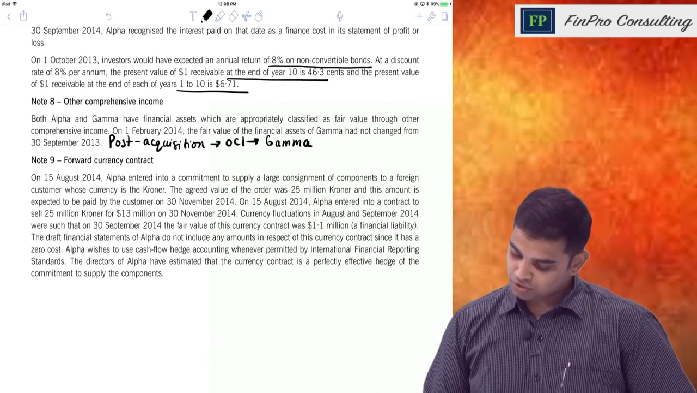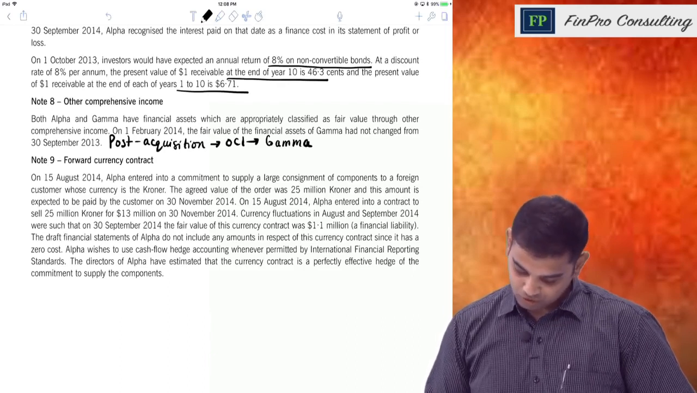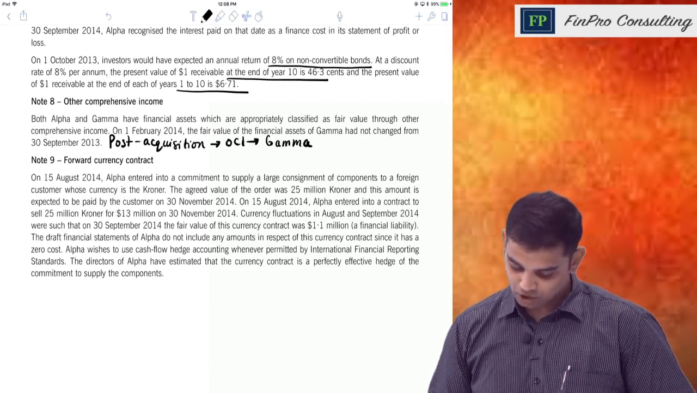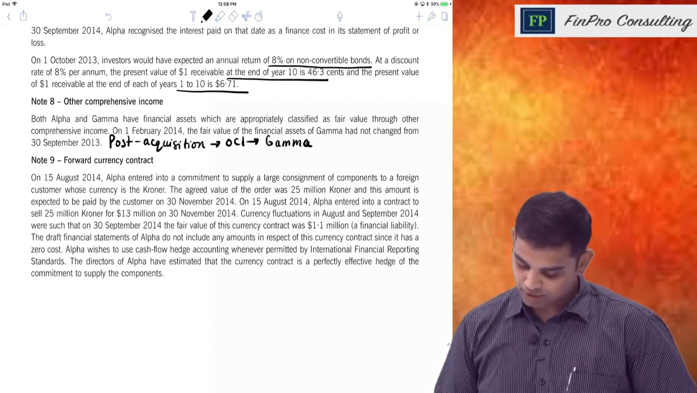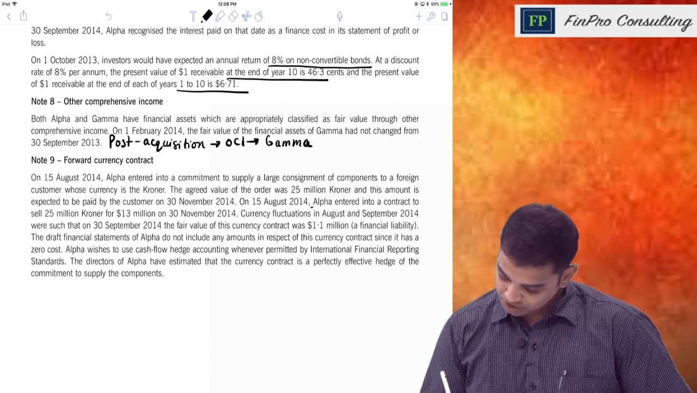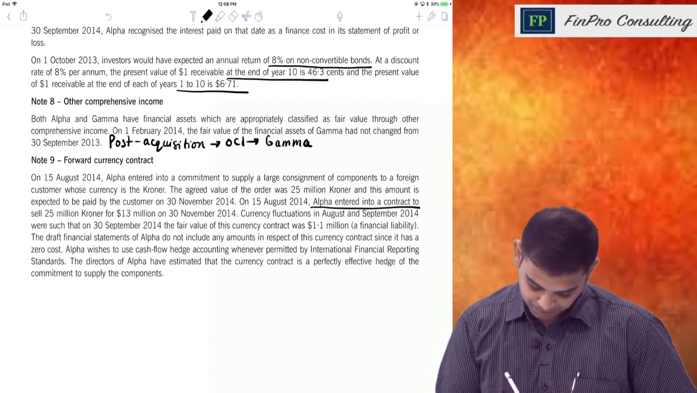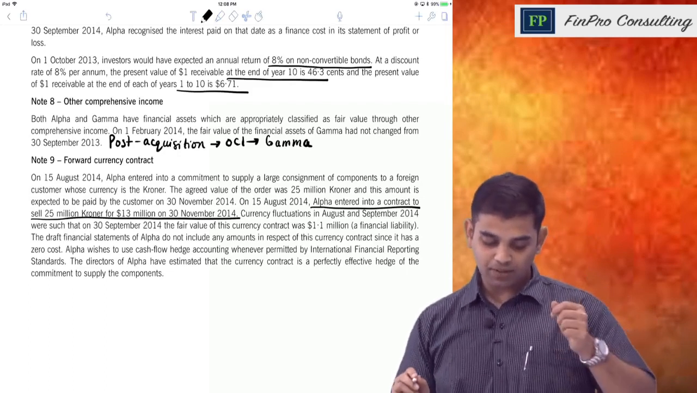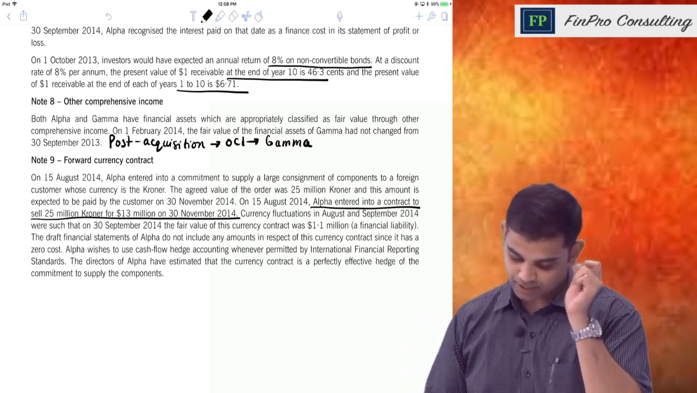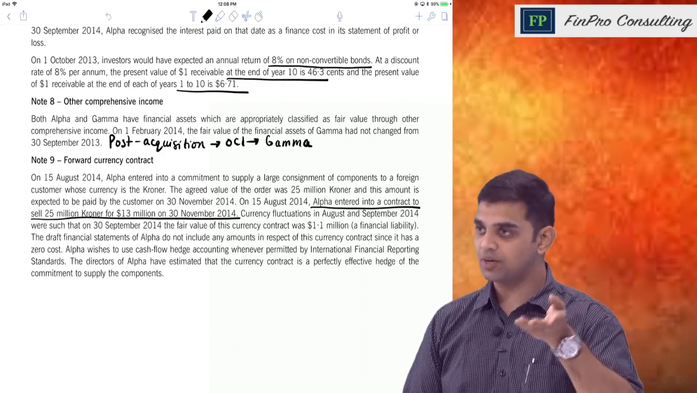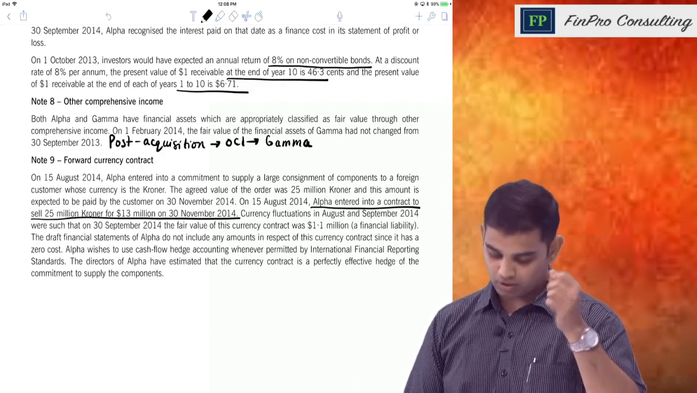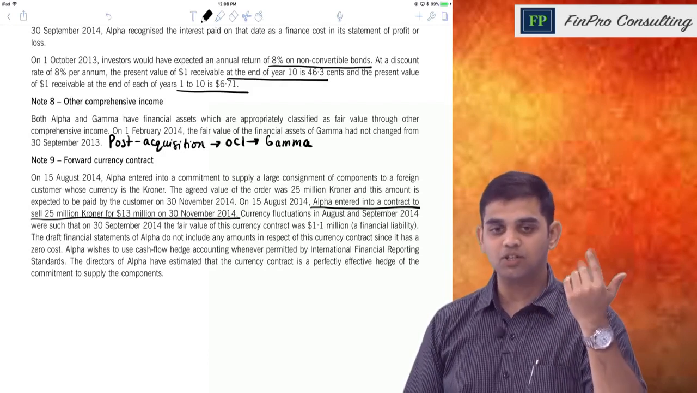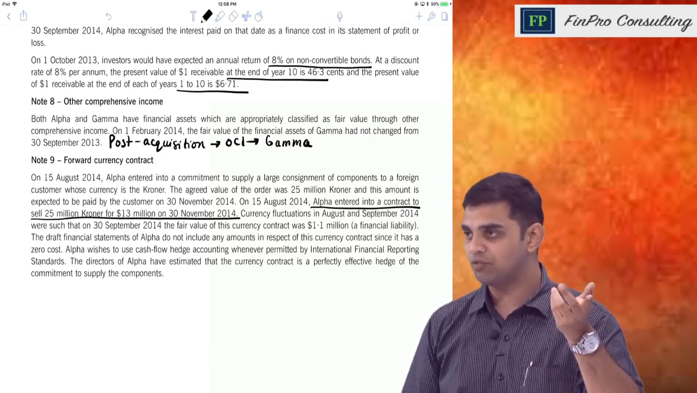On 15th August 2014, Alpha entered into a contract to sell 25 million kroners for $13 million on 30th November 2014. So this is basically a forward contract. They are going to sell 25 million for $13 million because the agreed value is 25 million. So in the next year, they are going to receive 25 million kroners, but their currency is dollars, and that is why they have entered into a forward contract.